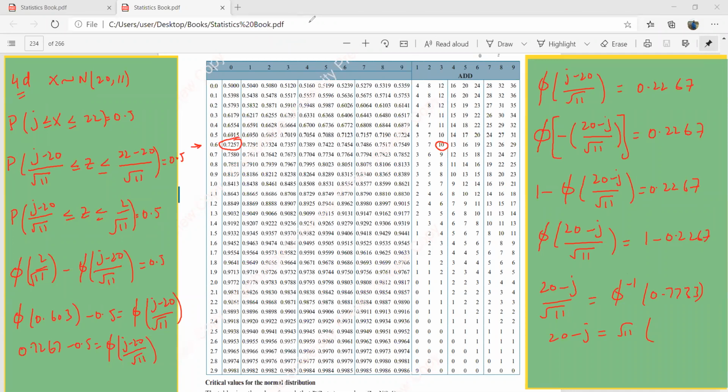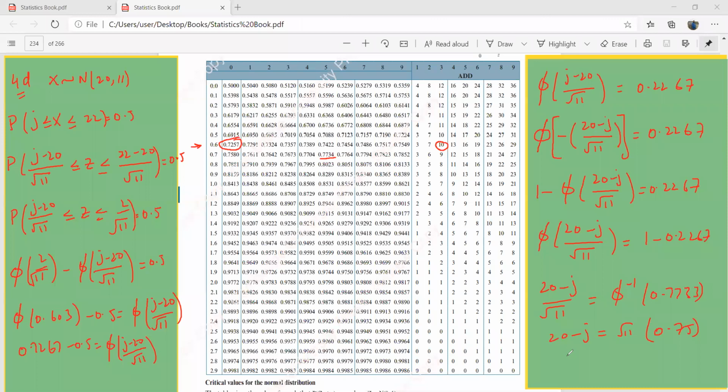0.7733. Oh, we are here, 0.7733. Where is 0.7733? 0.77. Okay, this one is very close, 0.7734. And I think we should take this 0.75. Okay, this is 0.75.